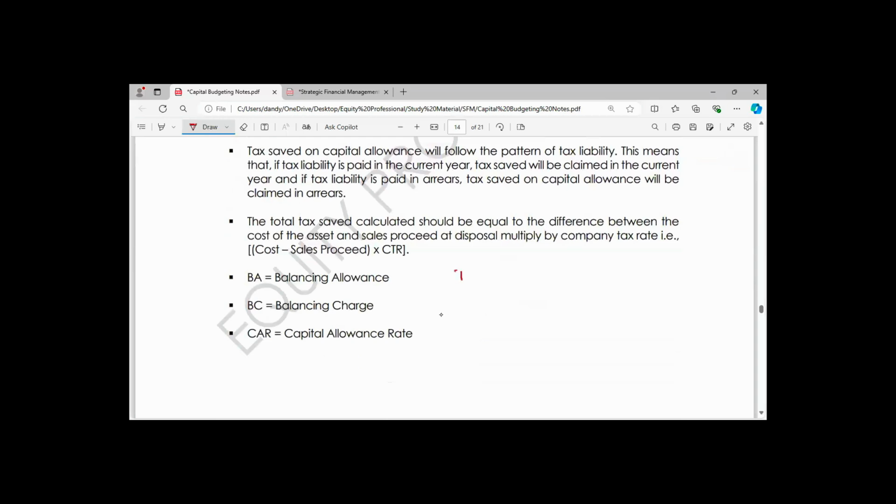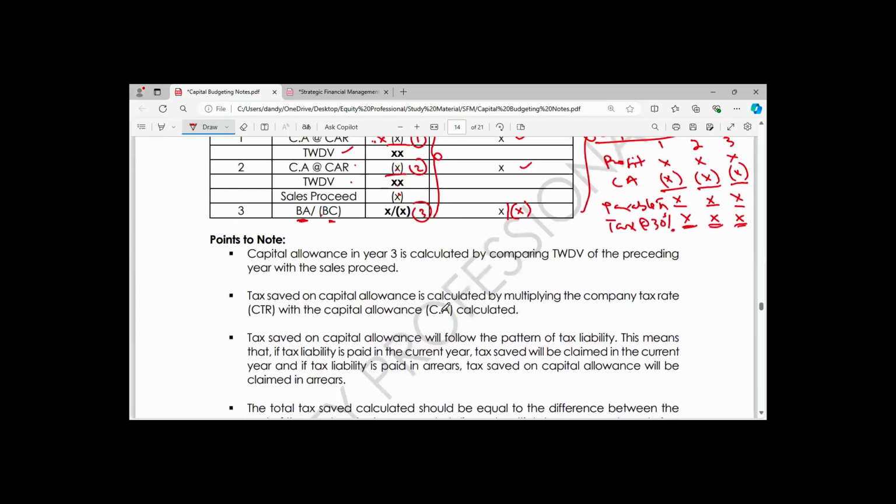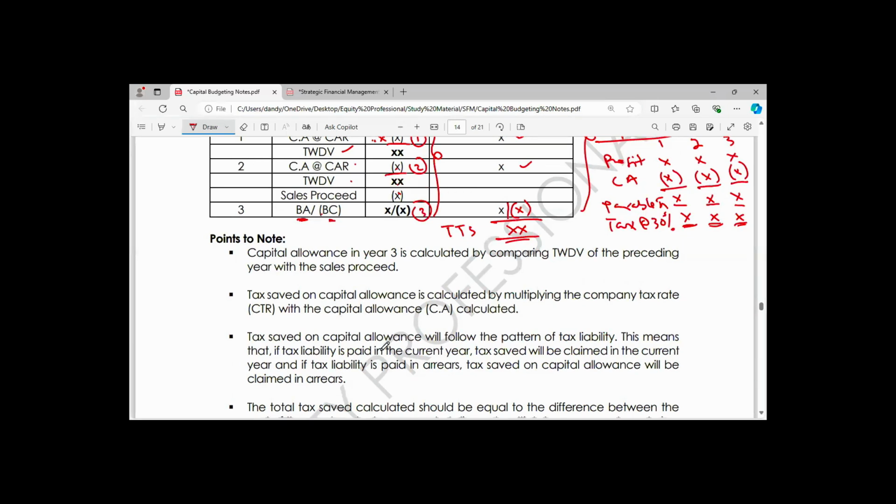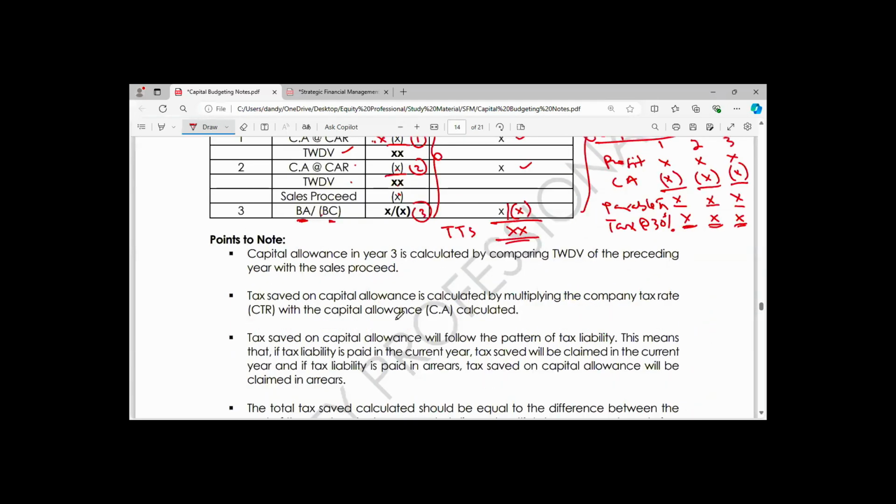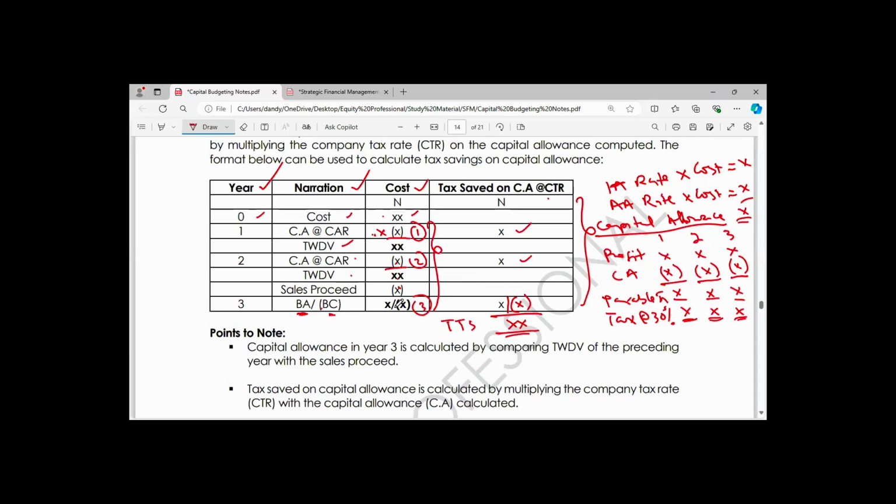I can say total tax saved equal to the cost of the assets plus the scrap value multiplied by company tax rate. So when I do this, whatever answer I get will be equal to the total of all of this. This is total tax saved. All right? So I will just use this formula to confirm that what I've claimed is the same thing. All right? So that's for that. Then, of course, that's it.